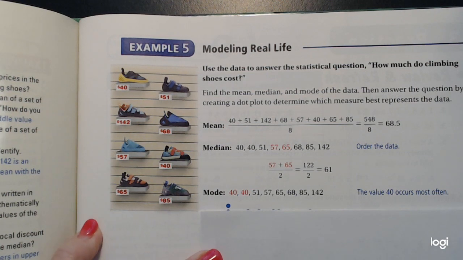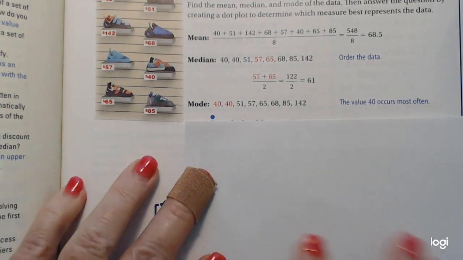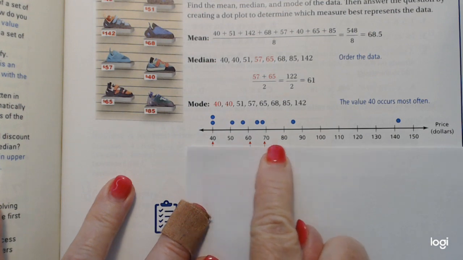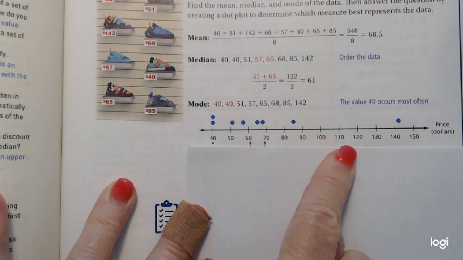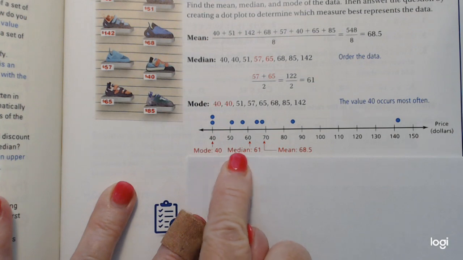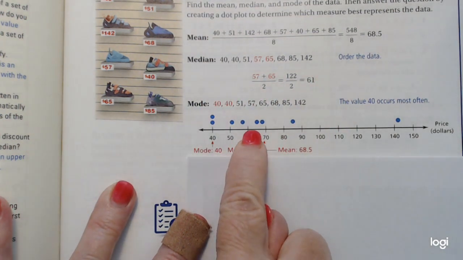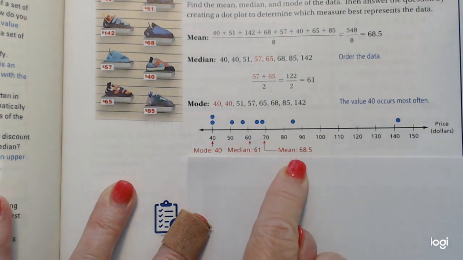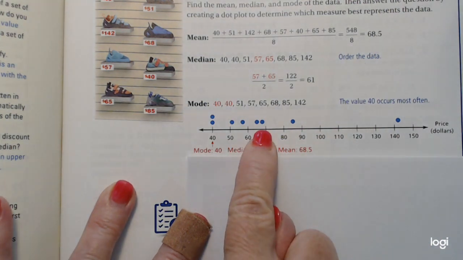Now, the next thing we did is we made a dot plot. You notice my dot plot looks like this. I've counted by tens to make it a little bit easier for the number line. We put dots for all of the prices of the shoes that are represented. The mode obviously was 40. I labeled the median. The median we found out was 61. 61 would be right there. We don't have a dot for that one because that's not an actual value. And the mean is 68 and 5/10. 68 and 5/10 would be about right there.